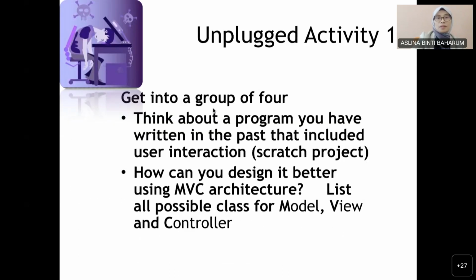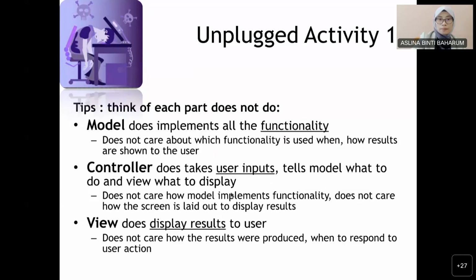So for example, think about a program you have written in the past, perhaps in your other project. How can you design it better using MVC structure, where you have the least mixing of model, view, and controller? The tip is to make sure the model implements all the functionality. It does not care which functionality is used when, or how results are shown to the users. It only implements functionality. The controller takes user input and tells the model what to do and the view what to display. And the view only displays results to users.